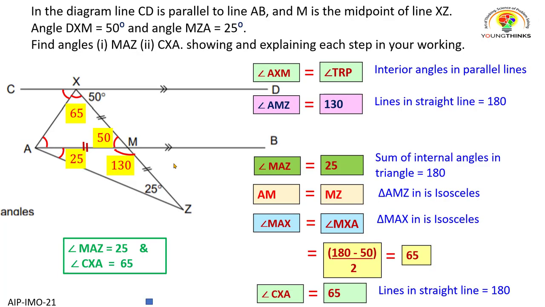Did the question tell you that XM and MZ were equal? It says that CD and AB are parallel. Which two sides are equal? Yeah, it was given in the question statement. M is the midpoint of XZ. M is the midpoint of XZ.